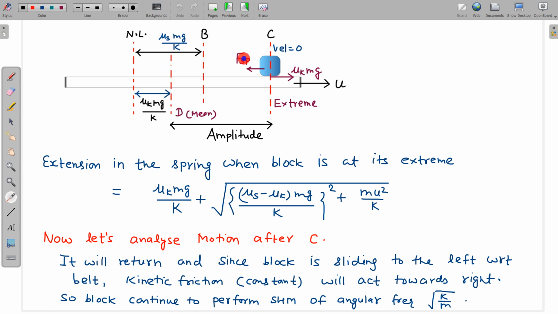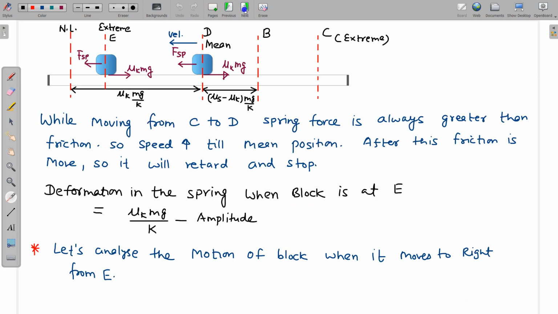Spring force is always greater than this mu k mg, and this is the location where the forces are balanced. So this is the location where the forces are balanced, so this is the mean position. Let us show this on the next page. So this is the mean position, and when it reaches its mean position, this is the direction of velocity, and these two forces will be balanced, but due to velocity, obviously it will move further. It will move further and stop somewhere here, and we can very well calculate the position, because this is the extreme position, this is another extreme position, and we know the amplitude of this SHM.